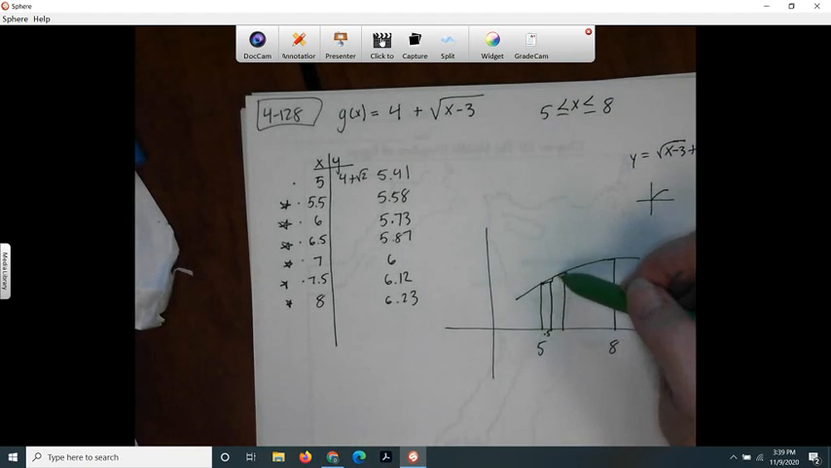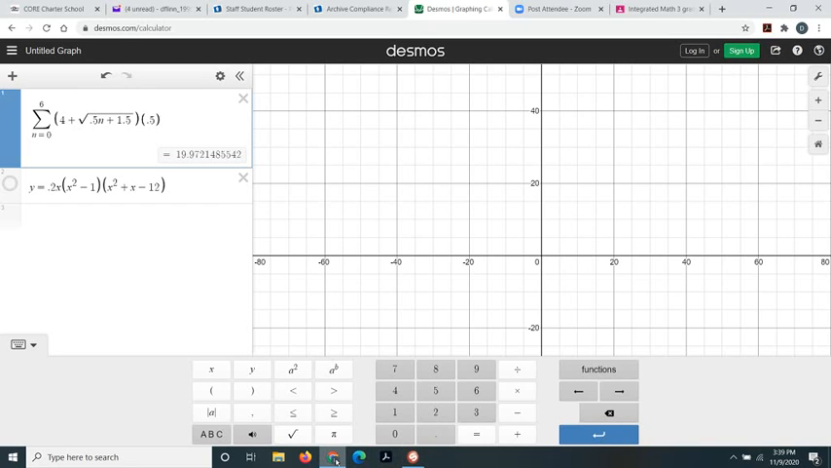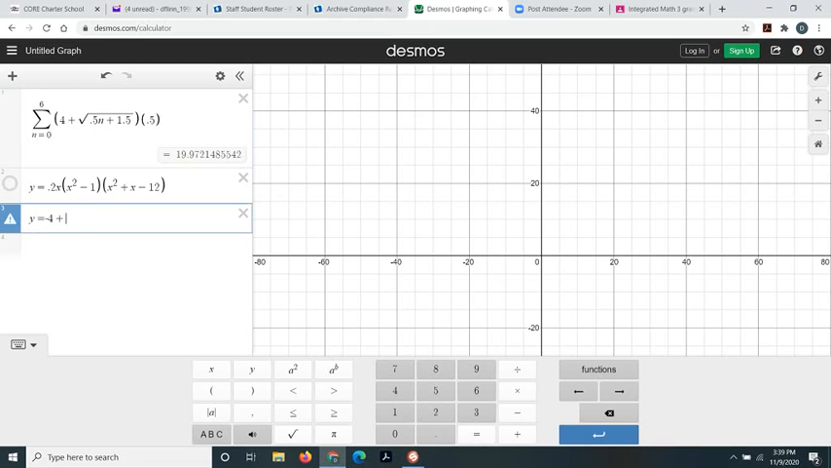They're the heights. But I think I've seen somebody before just go up to Desmos and just graph this thing. So we can just go y equals 4 plus, I'm not sure if I'm going to actually be able to do this, the square root of x minus 3. Let's find the square root.